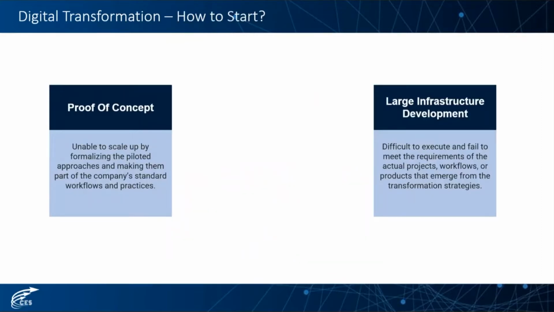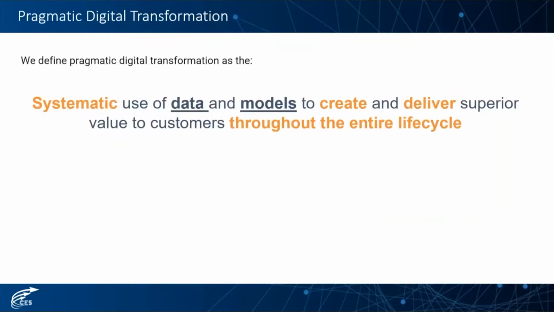We believe that the best way to achieve digital transformation at a company is by adopting a hybrid model that mitigates the risks of the two previous approaches. This system is what we call pragmatic digital transformation. We define pragmatic digital transformation as the systematic use of data and models to create and deliver superior value to customers throughout the entire life cycle.